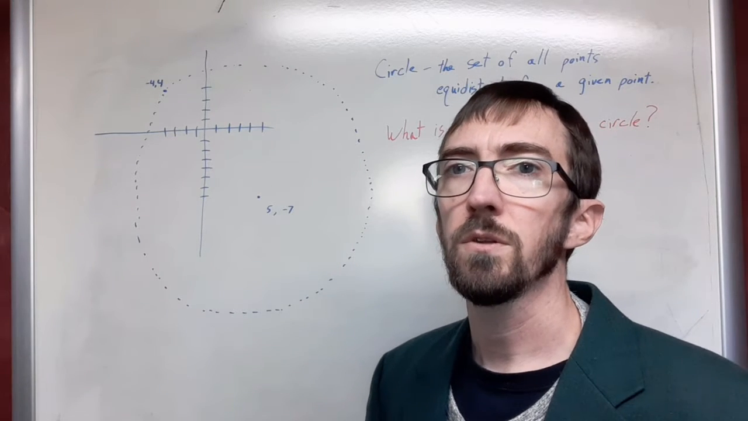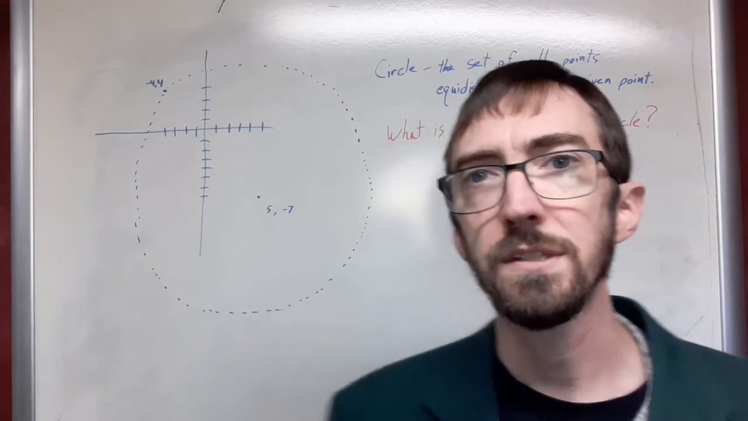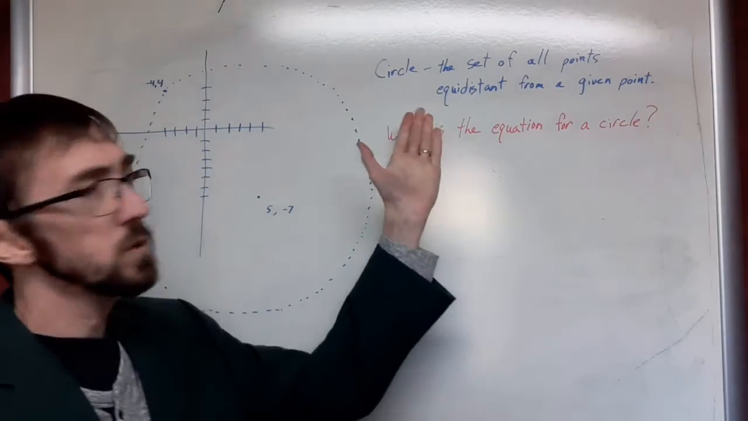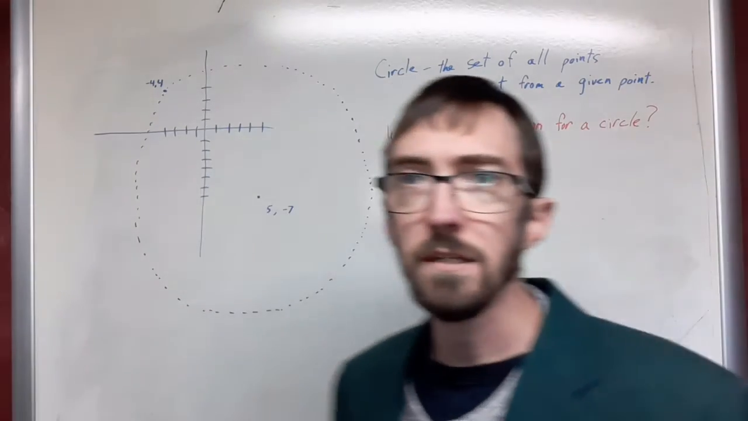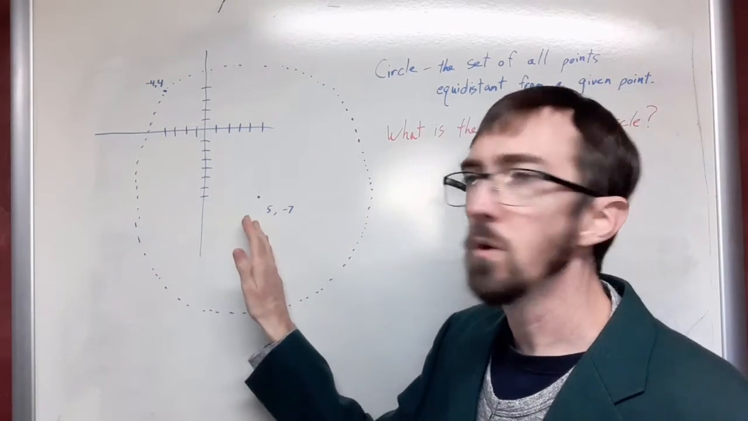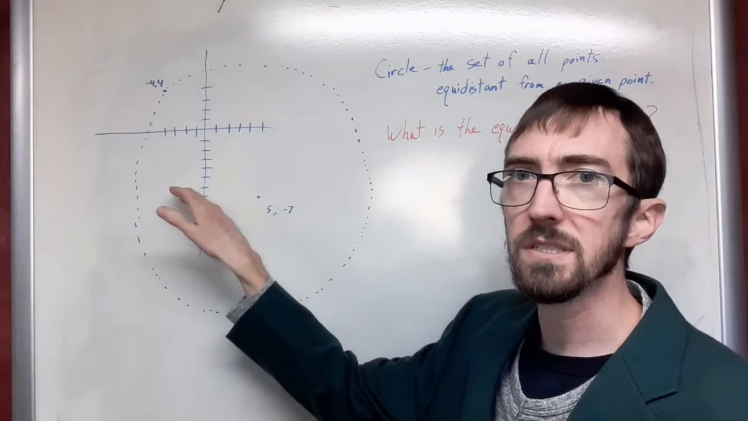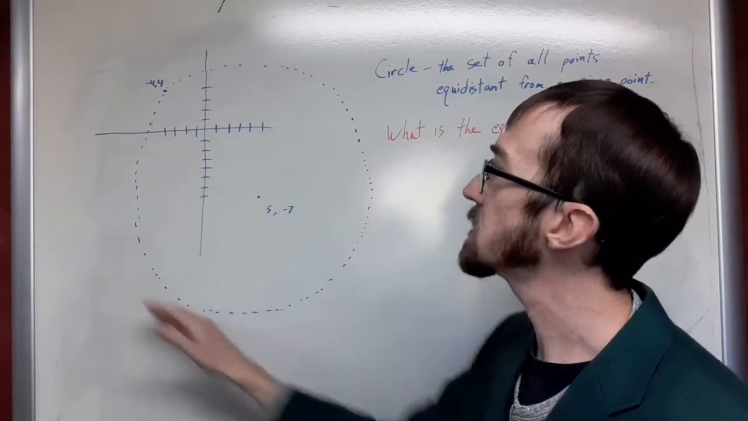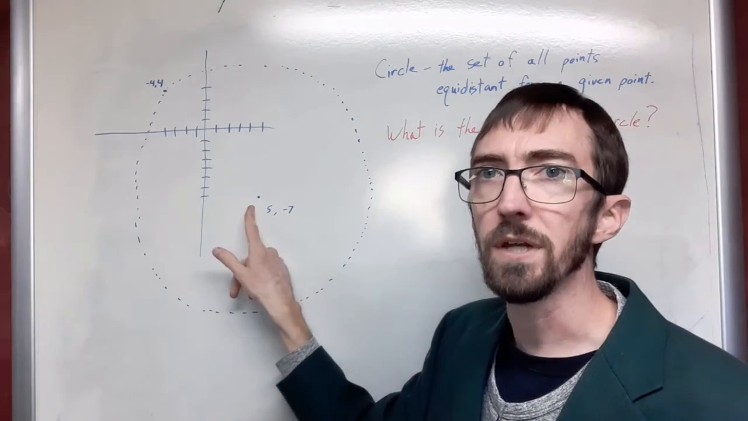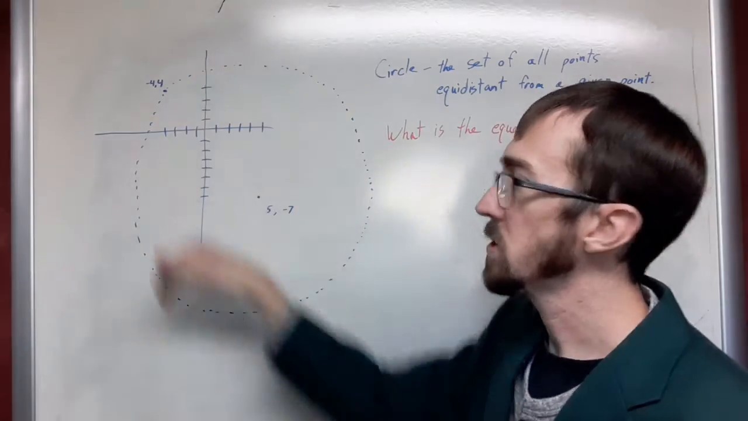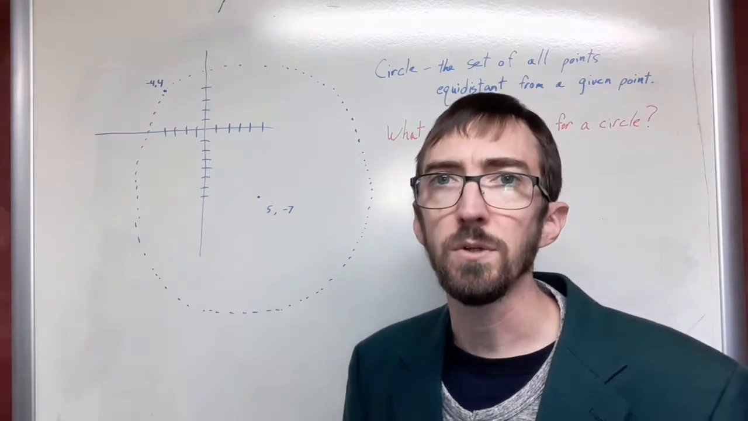So the first thing that I want to look at is, what is the definition for a circle? A circle is a set of all points that are equidistant from a given point. That given point is the center of your circle, and so the circle itself is all of these points that are the same distance from this given point. And so a circle is just an infinite collection of points, essentially.